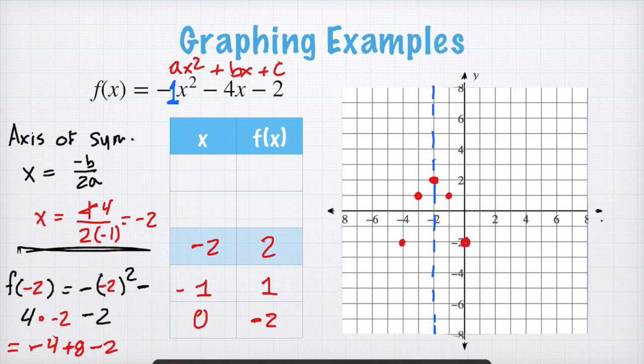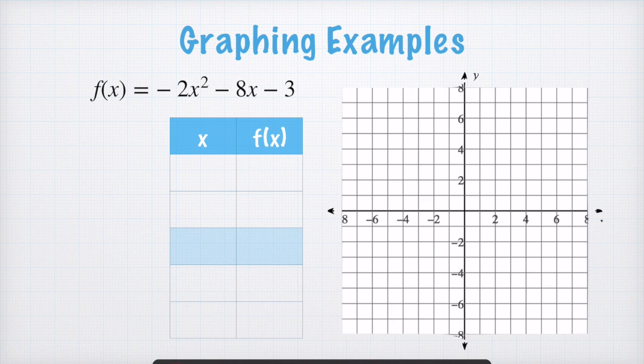And now at this point, we're just going to draw our graph and connect our dots. You notice it has the same kind of basic shape as the equation y is equal to x squared. It's just been moved around and shifted upside down, and it looks a little bit different, but it's the same thing. And that's how you graph it.